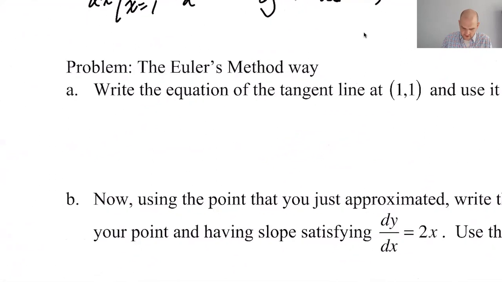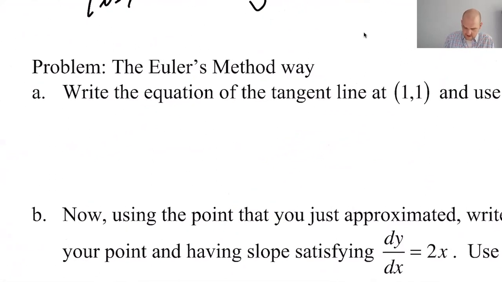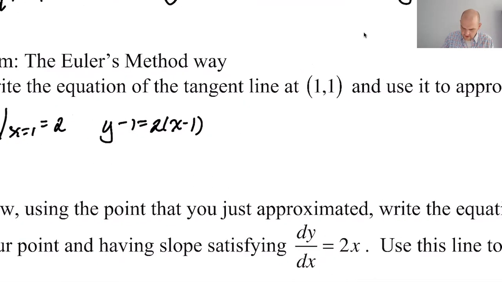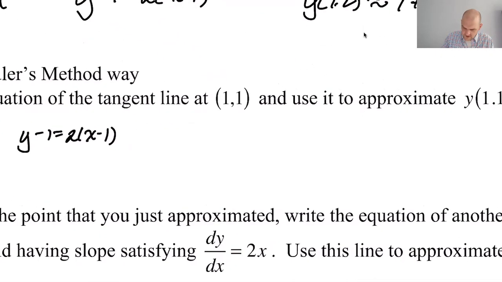So first, we're going to write the equation of the tangent line. Well, we have the equation of the tangent line, right? So dy/dx is still 2. So our tangent line is still y minus 1 equals 2 times (x minus 1). It'd be weird if I got this wrong, right? So we're going to approximate y of 1.1. So y of 1.1 is approximately 1 plus 2 times 0.1, so 1.2.